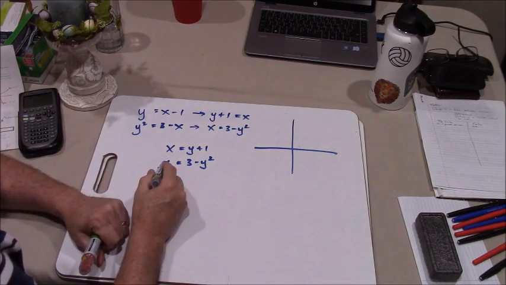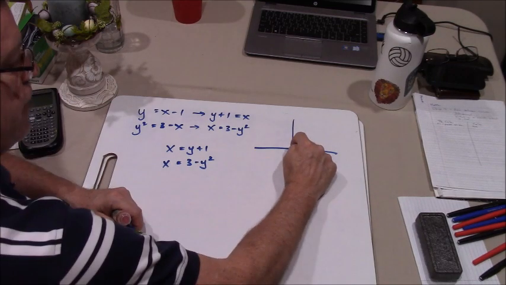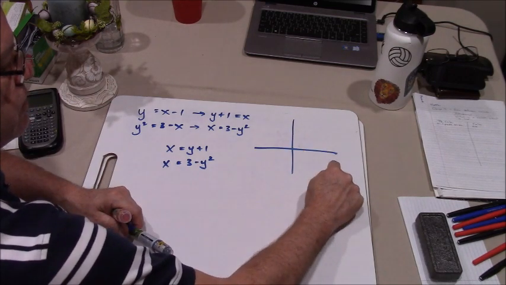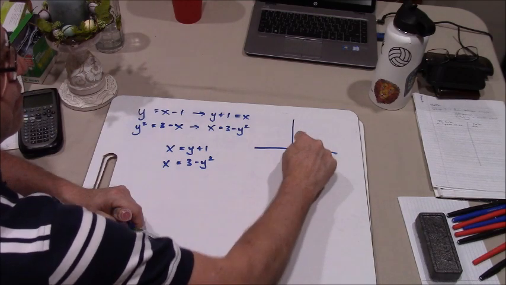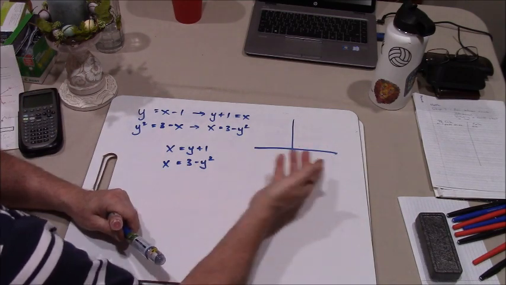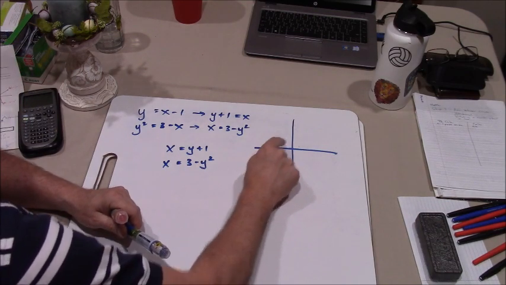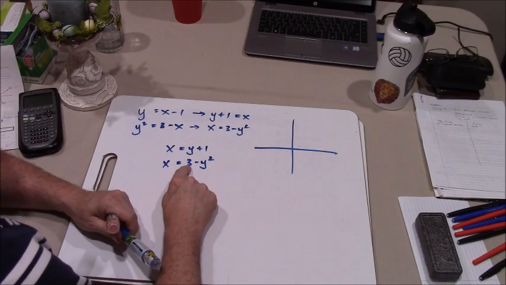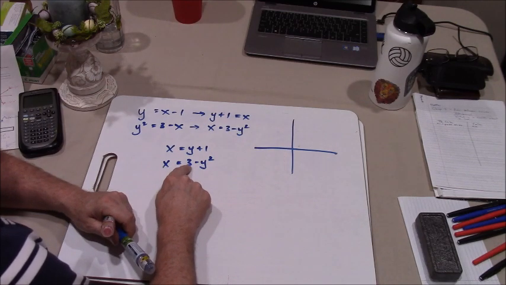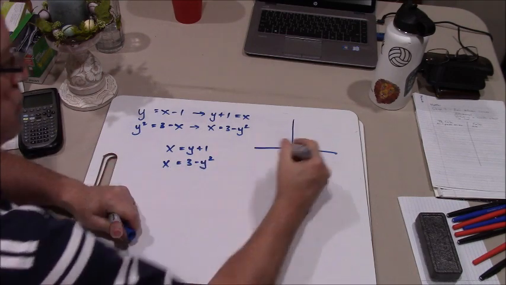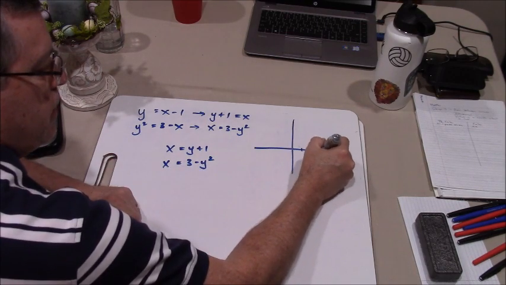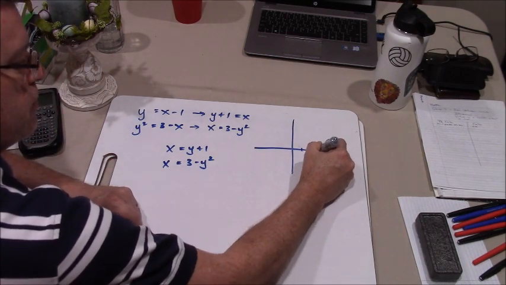If I just graph x equals y squared, that would be a parabola that goes like this. Okay? But that negative sign is going to flip it over, so now it goes this direction. And now I just need to add 3 to all the x values, which means I'll move it that way 3 units. So here's my sideways parabola.